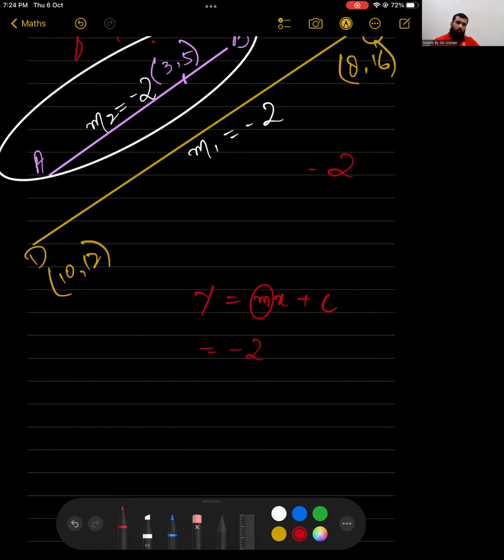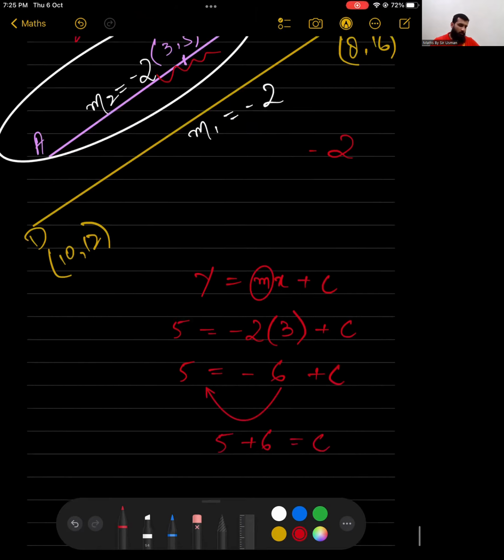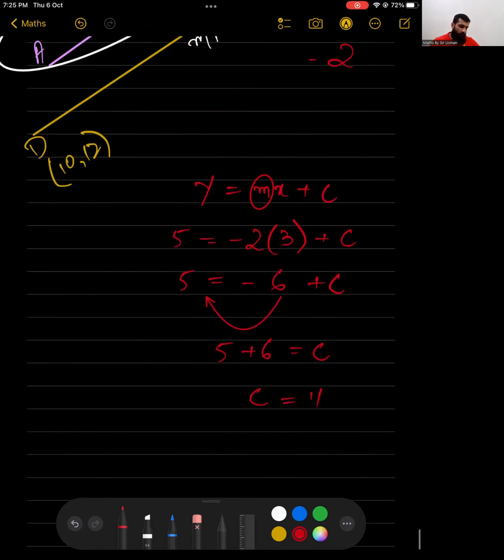तो आप रखेंगे -2. y और x की जगह पे आपने रखने हैं ये पॉइंट्स, which is 3 and 5. तो आप 3 रखोगे x की जगह पे, and 5 would be in place of y, adding up with c. So it turns out to be 5 is equals to -6 plus c over here. अब आपने क्या करना है, 6 नेगेटिव को दूसरी साइड पर लेकर जाना है, and it will be added up. 5 plus 6 is equals to c हो जाएगा ये, and it turns out to be 11.